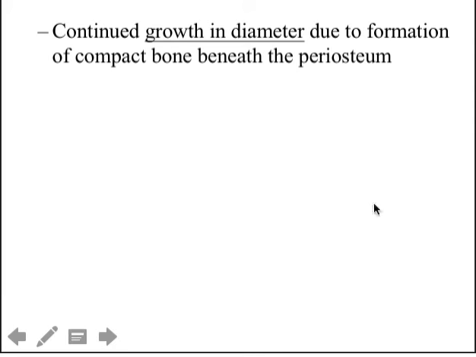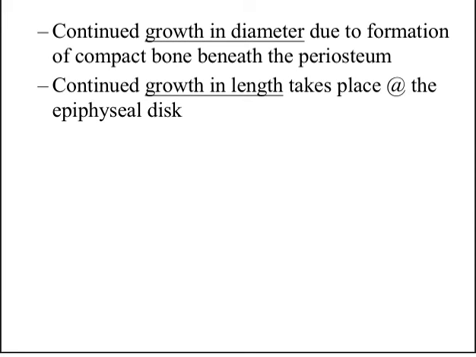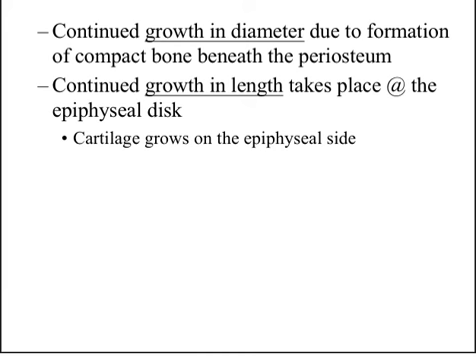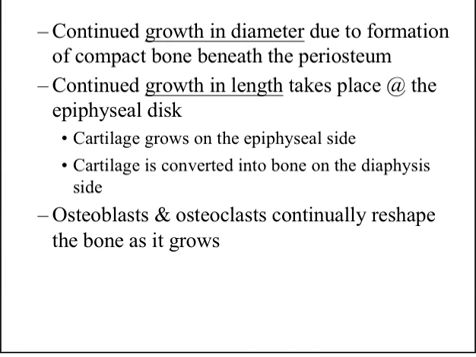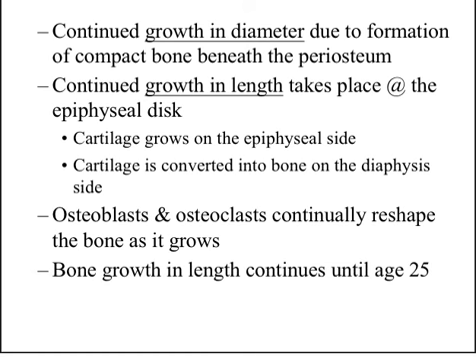Continued growth in diameter is due to the formation of compact bone beneath the periosteum. Remember that that's the external connective tissue membrane that surrounds the outside of the bone. And continued growth in length takes place at the epiphyseal disc. The cartilage grows on the epiphyseal side, while the cartilage is converted into the bone on the diaphyseal side. The osteoblasts and osteoclasts continuously reshape the bone as it grows.